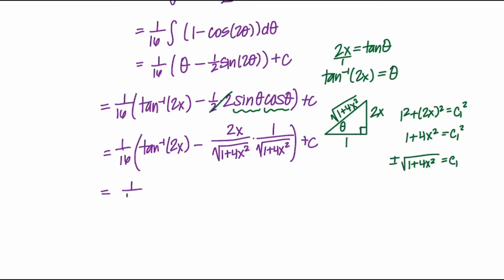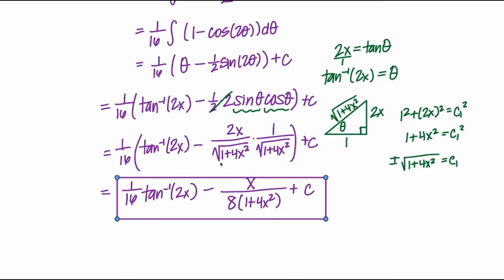So I'm going to write 1/16 tan inverse of 2x minus, okay, so if I multiply 1/16 times this 2, that's 1/8. And then these multiply together, and so the two square roots cancel. So I'm going to have an x over 8 times the quantity 1 plus 4x squared, plus c. So one of my terms does have a trig inverse function, but the other term is now a really nice algebraic function.